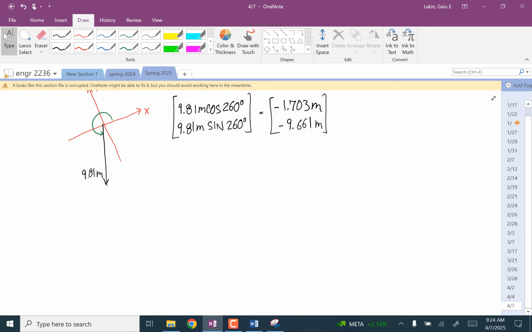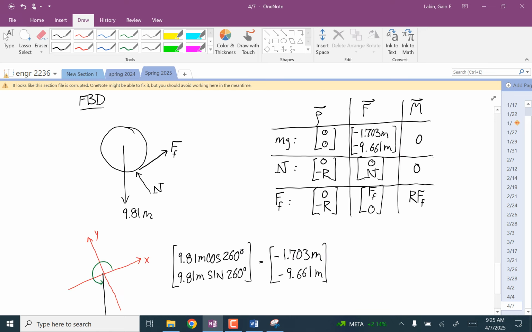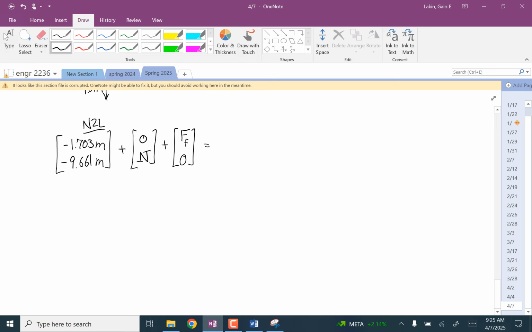Do we need Newton's second law for this one? Yeah, there's no fixed point. So Newton's second law says negative 1.703 m, negative 9.661 m, plus 0n, plus FF0, is equal to the mass times the acceleration, and the acceleration is only going to be along the x-axis, so a0.